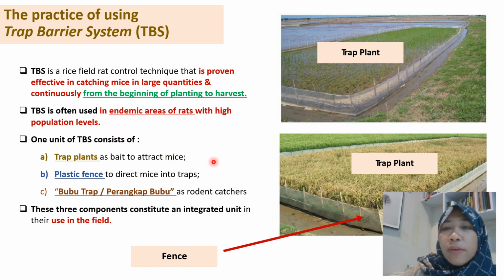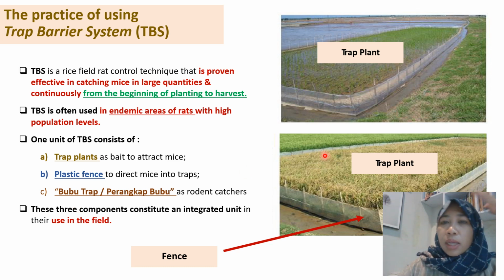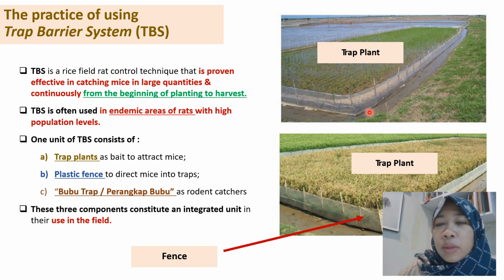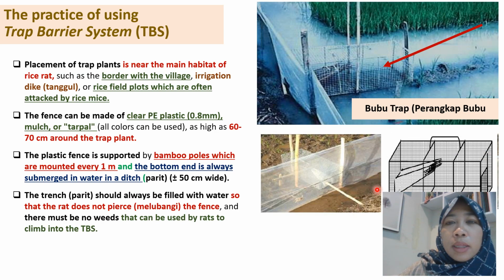The second one is the plastic fence. There is a plastic that will direct mice into the traps. And then the third one is the perangkap bubu, or bubu trap, as a rodent catcher. These three components should be used as an integrated unit in the field. As you can see in the picture, this is the trap plant, this is the plastic, and then there is a bubu trap.